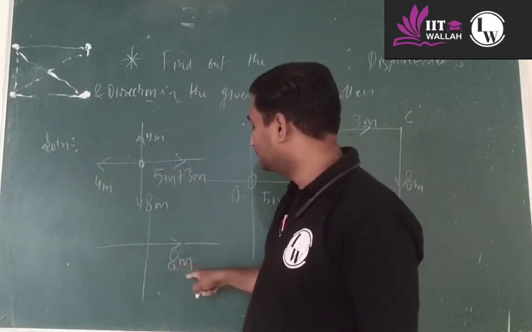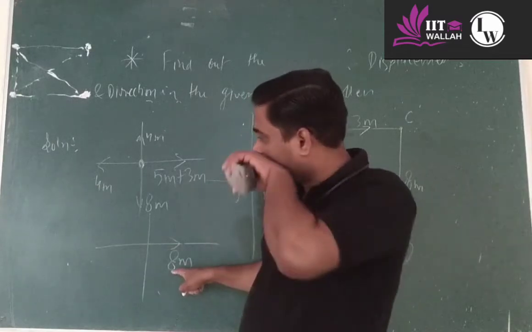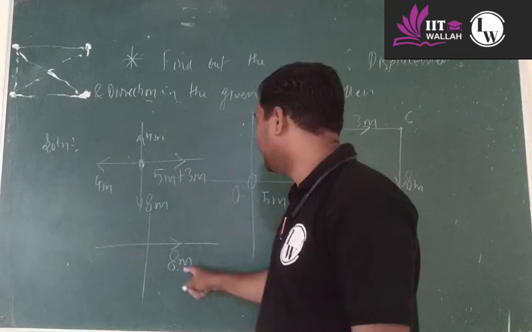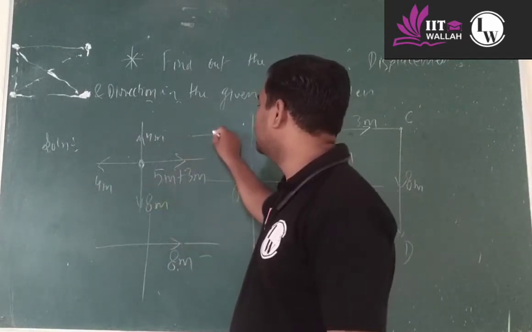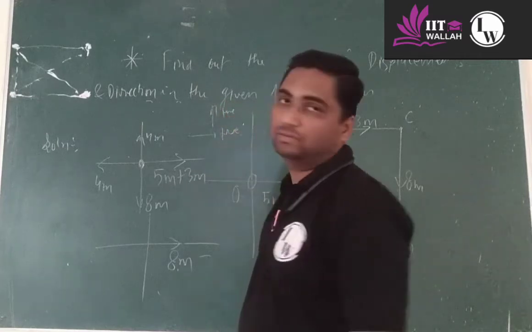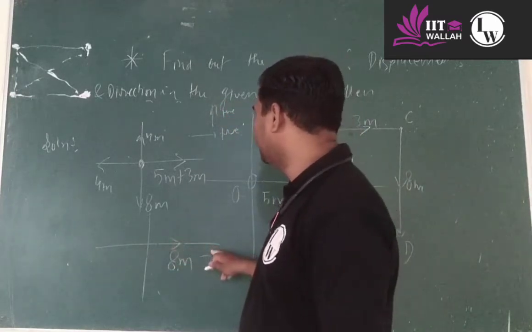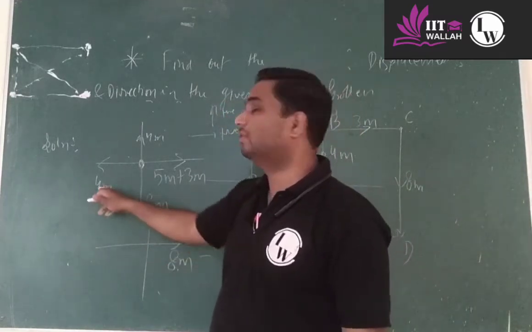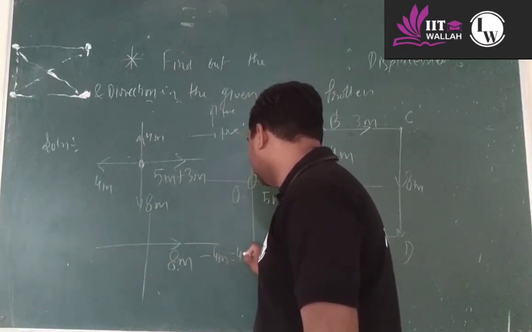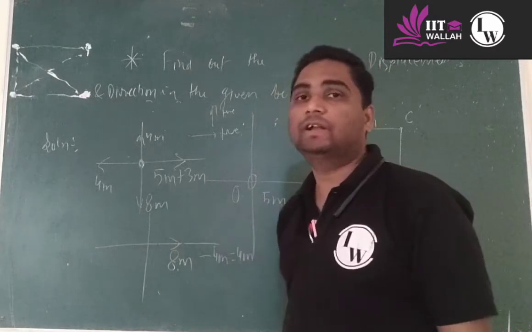So the more number is 8. 8 is greater than 4 meter. So 8 minus 4, this direction will be positive, and upward direction will be positive. So 8 is positive and 4 will be negative. So net effect is 4 meter in rightward direction.